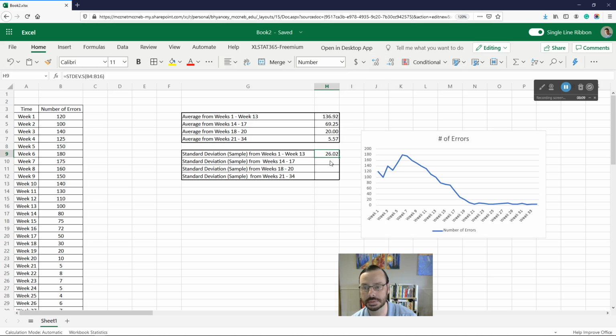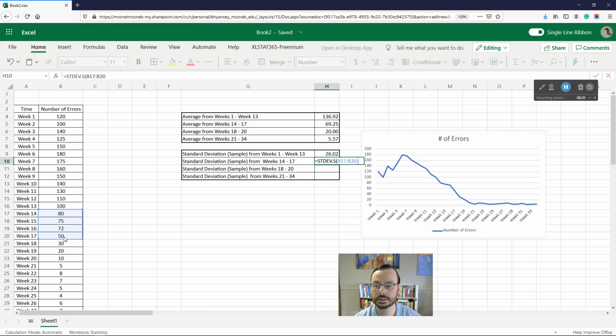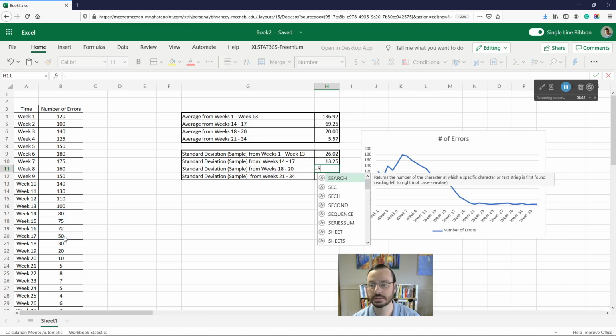And we'll do the same thing for weeks 14 through 17. Equals STD. I can go ahead and click my stdev.s, which is standard deviation of a sample. It gives me that parentheses. I know I want weeks 14, so I left click, hold down shift, go down to week 17, left click, close parentheses.